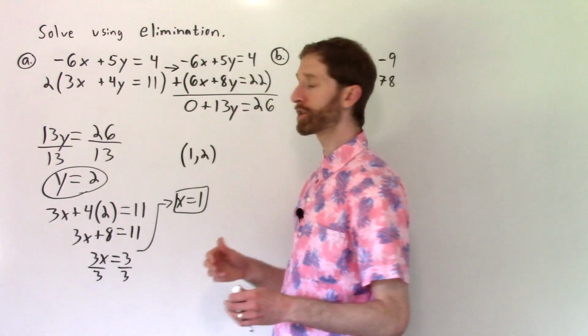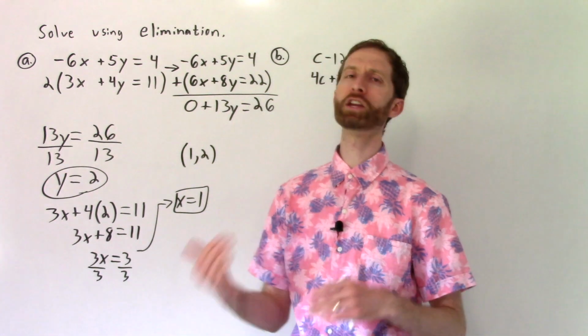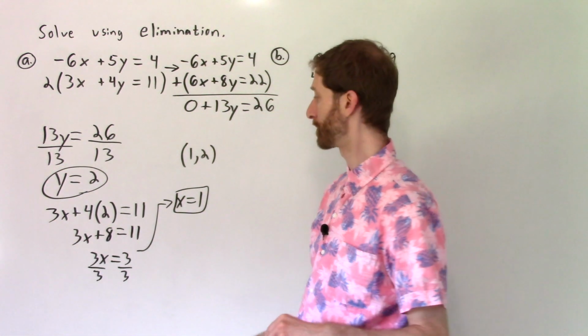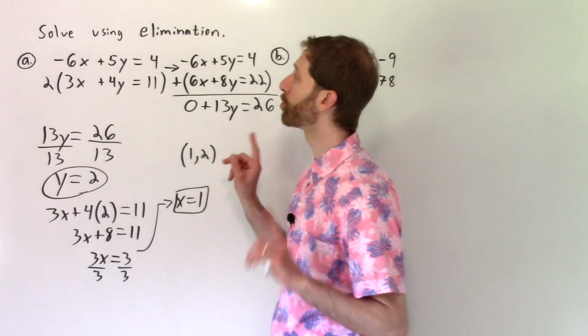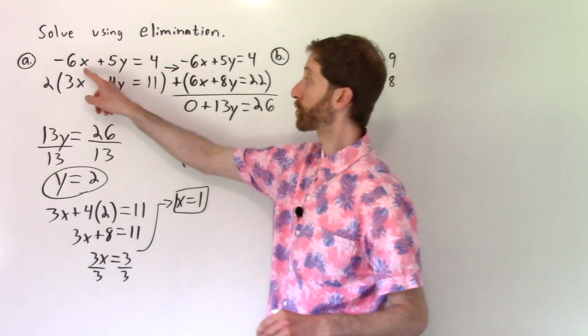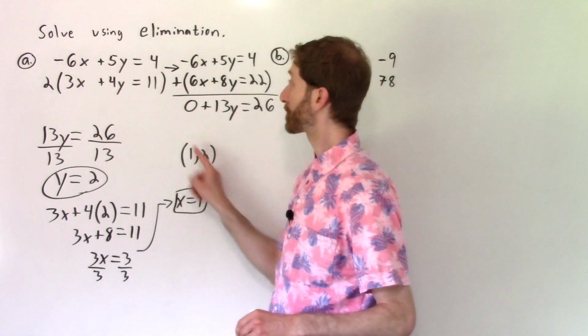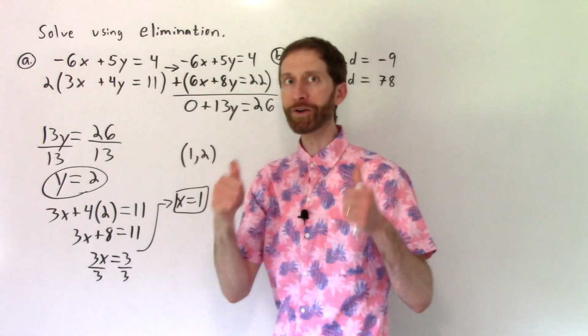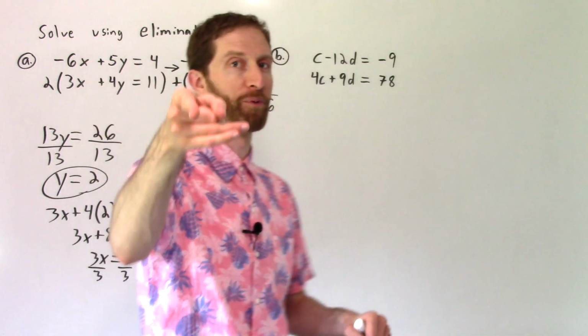And you could check your answer. I'll do that mentally. I've done so many checks. Now you should know how to check your answers by watching previous system of equation videos. But plug this into the original equation that we've yet to use. That's here. -6 times 1 is -6. Plus 5 times 2 is 10. -6 plus 10 is 4. Sweet. One more problem for you.